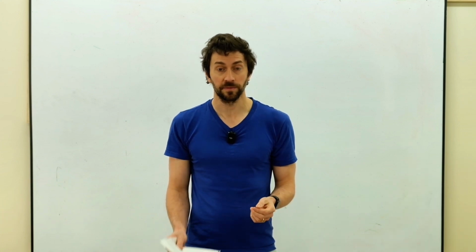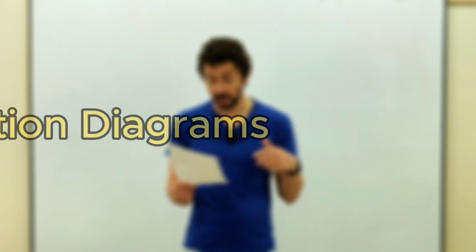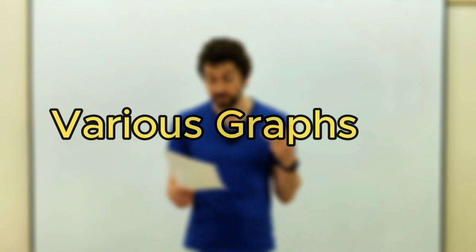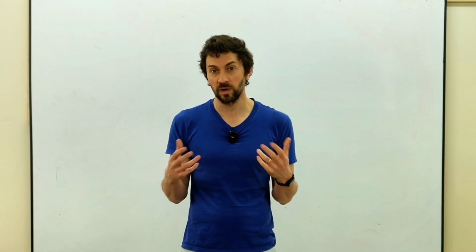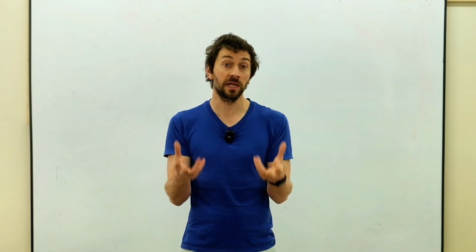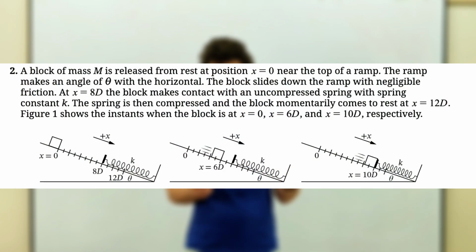These will include a free body diagram, an energy bar chart, motion diagrams, and various graphs. So each of these kinds of tools or representations is a different lens on what's going on. Let's look at an example. A block of mass m is released from rest at position x is 0 near the top of a ramp. The ramp makes an angle theta with the horizontal. The block slides down the ramp with negligible friction.